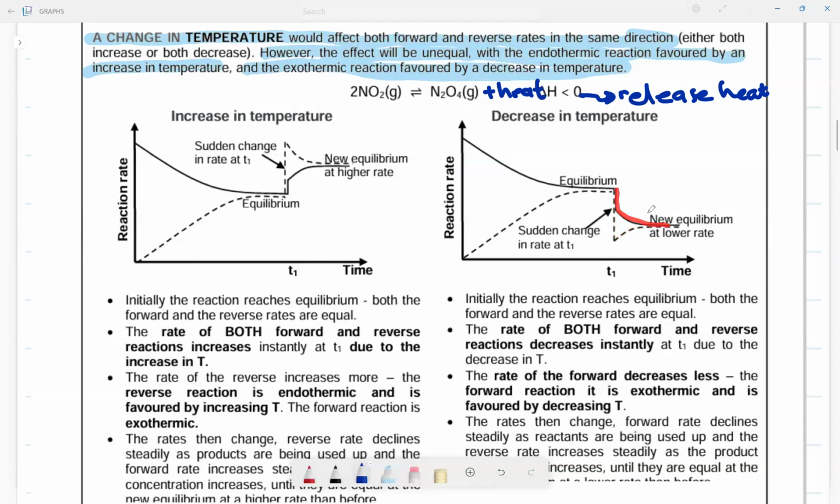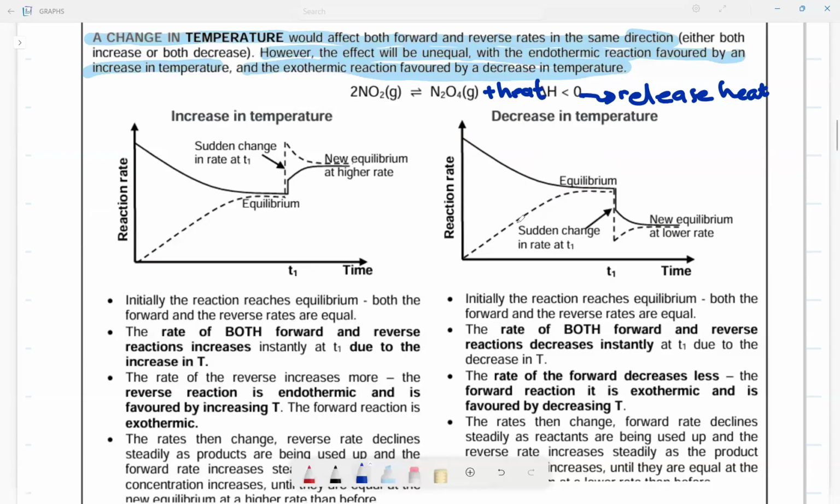And remember what I said now: if I decrease this, Le Chatelier will want to go to that side. So it means now the forward reaction is favored. And I just said the one that decreases less is the one that is favored. Let's check which one decreases less. Can you see the forward reaction decreases less and now returns back to equilibrium? So in this case the forward reaction is favored. How cool is that?